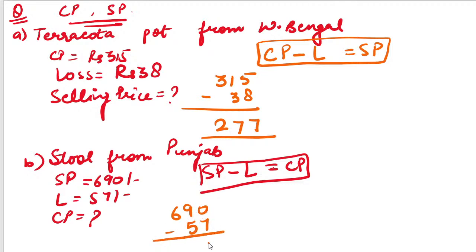So 10 minus 7, 3. 8 minus 5, 3. And we have 6 here. So we get 633, so CP is 633. Since CP is 633 and SP is 690 and loss is 57. Okay. Now next question. Let's move to the next question. Let's do some different ones.